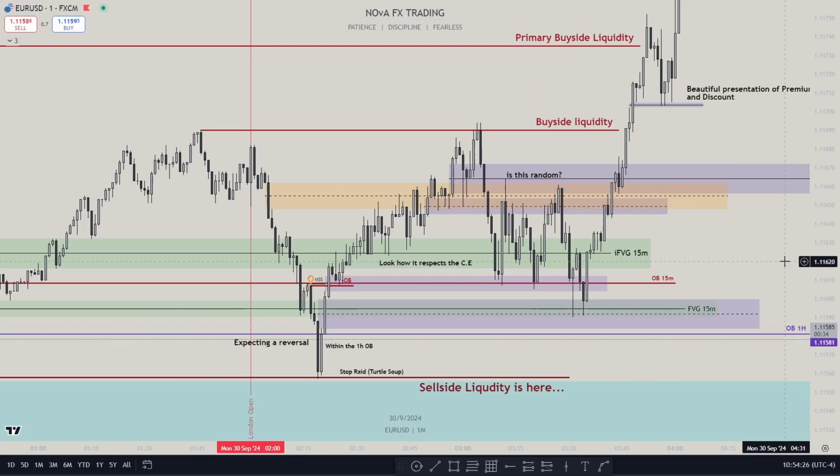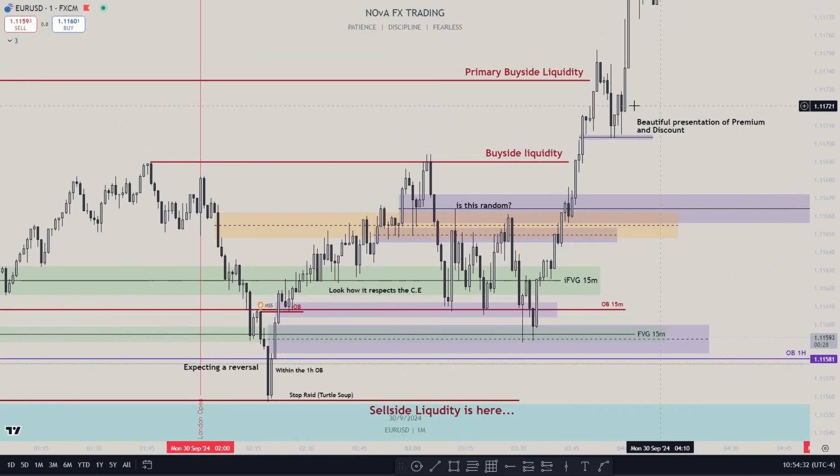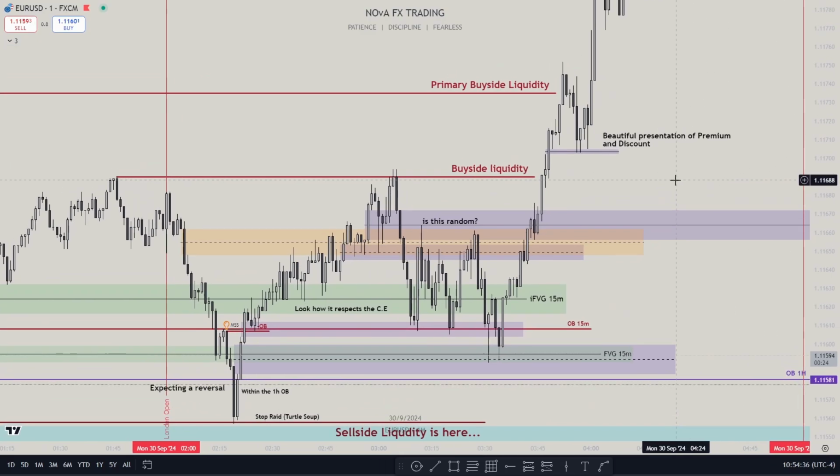Hello folks. So we are going to look at the chart today and try to figure out how to trade when we don't have a bias. This is very important, as sometimes we don't have a daily bias, and in those kinds of scenarios we need to learn how to trade.